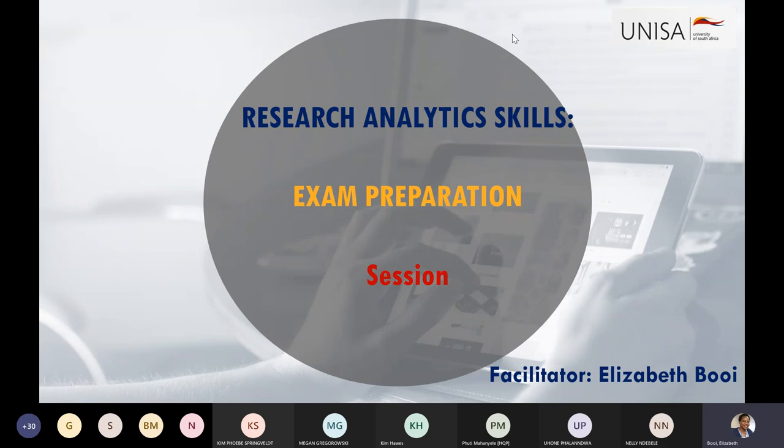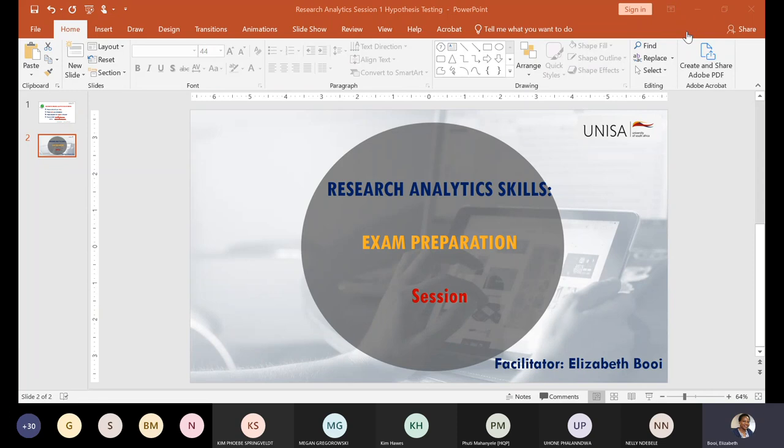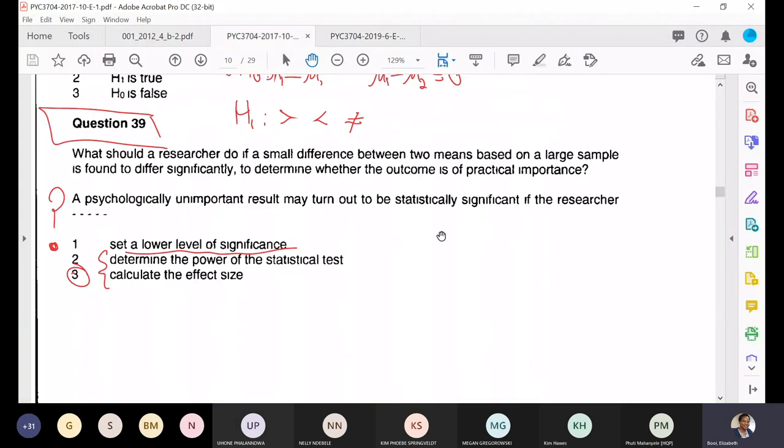Let me share. Okay, so we're going to start with the questions that we had question marks on, so that then we can continue. I've made a mark on some of them, and some we already did answer, but we had some question marks on them. So like question number 39. We were not sure whether it is the effect size or the power of a statistical test, or whether we need to be saying we set the lower significance value.